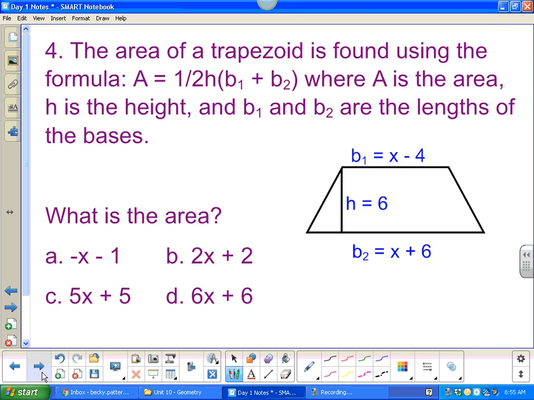Okay. Now we have an area of a trapezoid. Area of a trapezoid is found using that formula, 1/2 h times (b1 plus b2). Now, b1 and b2 are the bases. Well, I have two bases here. I have this base, and I have this base. Well, this one's obviously longer than this one. They are not the same. So that's why it's a b1 and a b2. b1 is one of my bases, and b2 is the other base. h is your height. That's how tall it is.